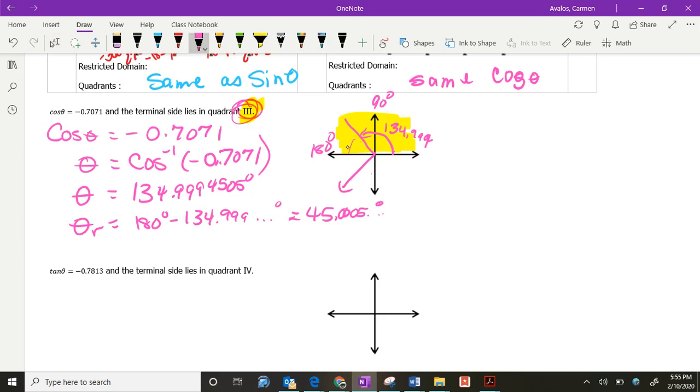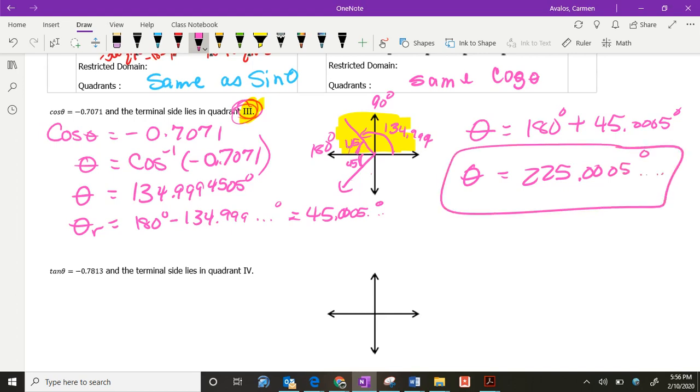So in order to find the angle here, this is the reference angle, the 45. When we find the actual standard position angle in quadrant 3, we do 180 degrees plus the 45.0005, which is the reference angle. And so our angle in quadrant 3 is 225.0005 degrees. So that is the angle that we want. So the cosine of 225 degrees is going to give us negative 0.7071. And there we go.